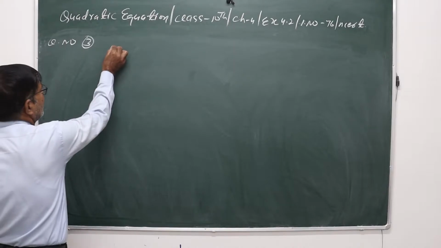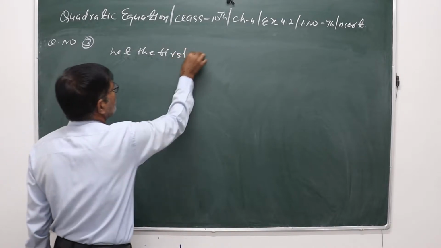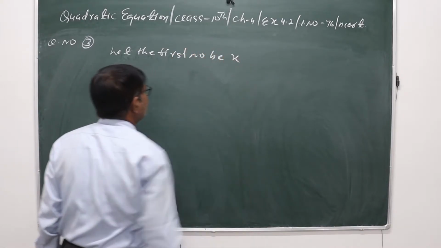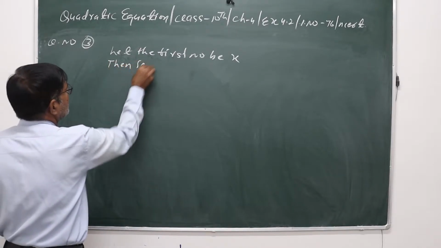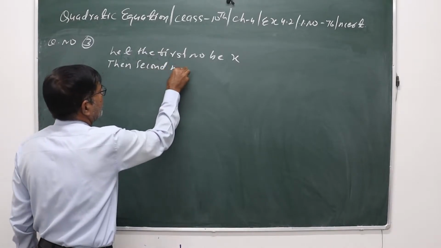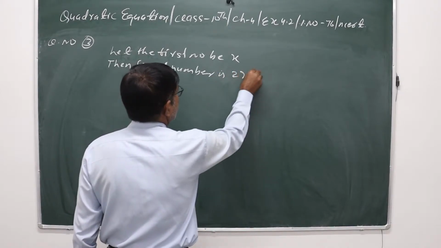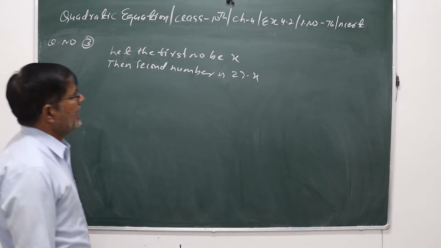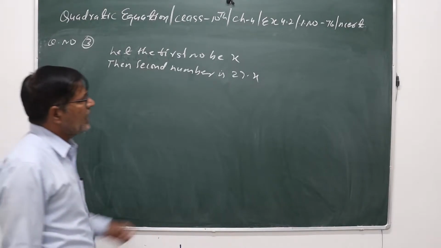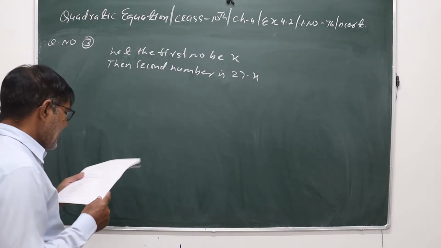So let the first number be x, then the second number is 27 minus x. As the condition given is that the sum of the two numbers is 27, and in a quadratic equation there is only one variable, so let the first number be x, then the second number be 27 minus x.